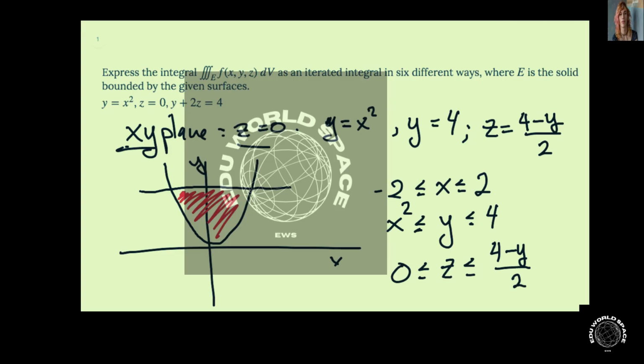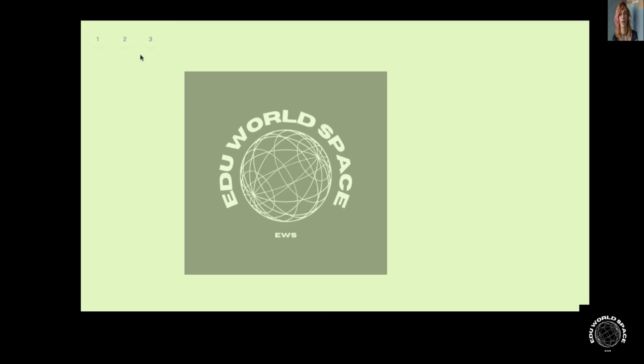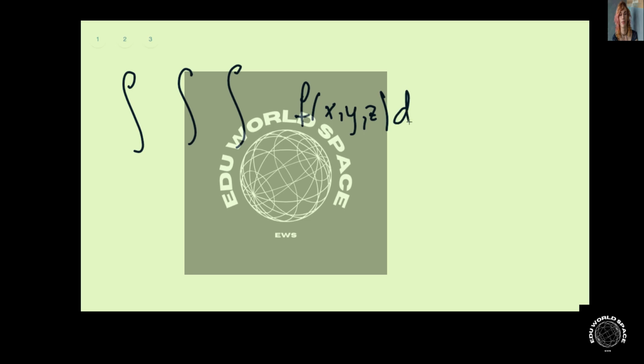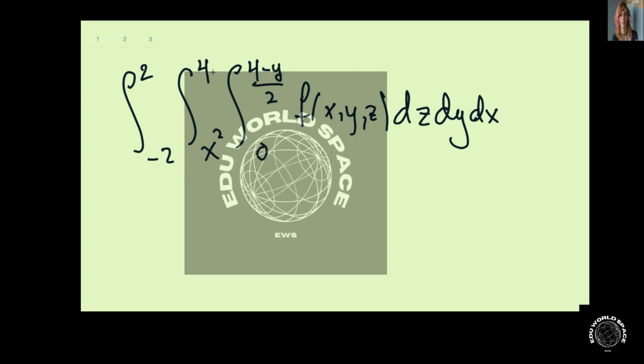So let's write our integral. Since I've set z equal to 0, I'm integrating with respect to z first. And then over here, it looks like I'm integrating with respect to x last. So my x bounds are just numbers. My z bounds look like that. And then my y bounds look like that.